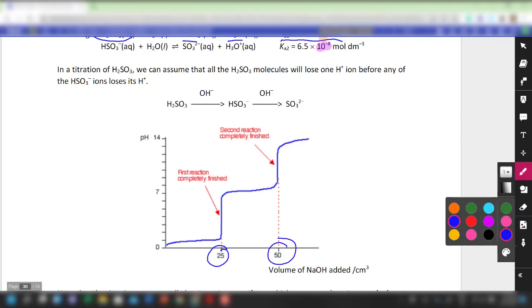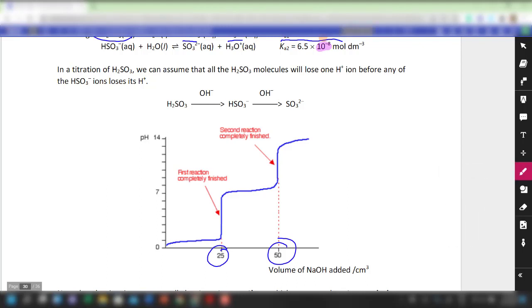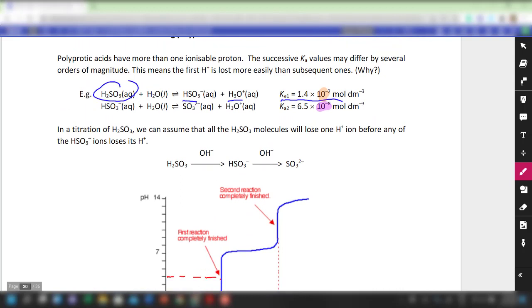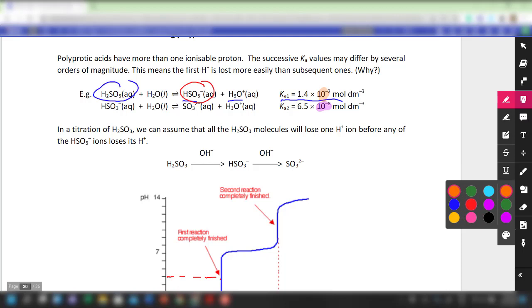Okay, so if we are to plot out a titration curve, we can easily determine the volume I need to reach the first equivalence point as well as the second equivalence point. However, based on your understanding, you are not able to determine the pH after the first equivalence point. The reason is the HSO3 minus itself is also an acid. So HSO3 minus has a dual role here.